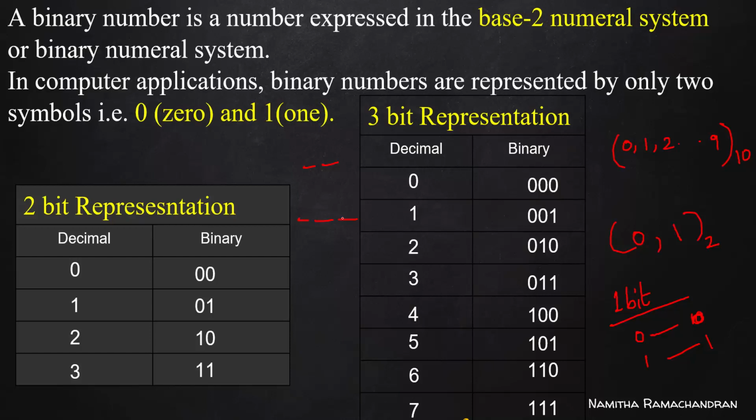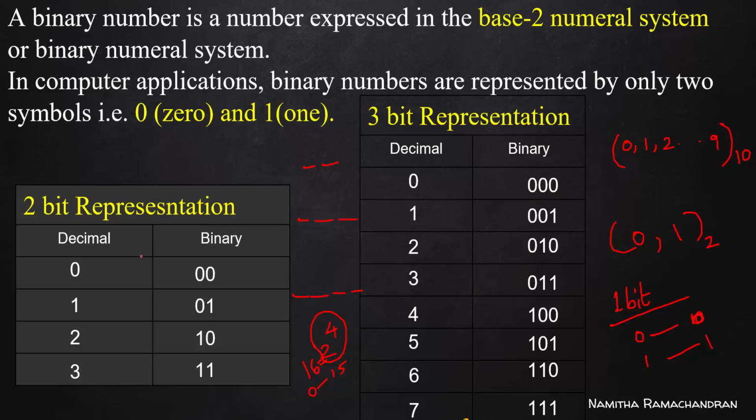Suppose you are allowed to use 4 bits at a time. In that case, how many different unique patterns can you generate? Here the base is 2, so it is 2 to the power of the number of bits, 2 to the power 4, which is 16. You can generate 16 different unique patterns, equivalent to the decimal numbers from 0 to 15. This is our normal rule for generating different binary numbers.